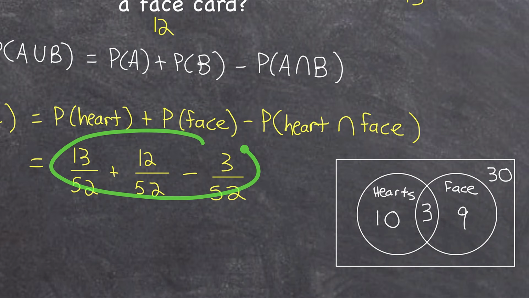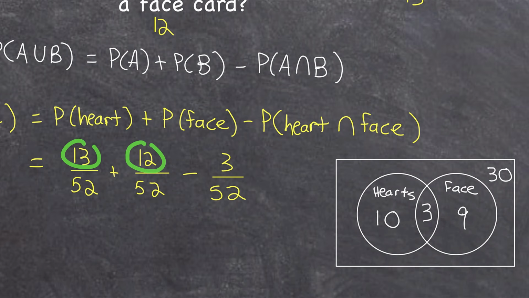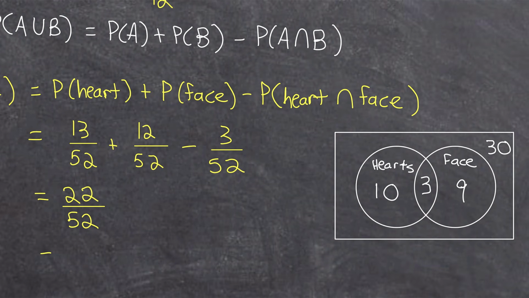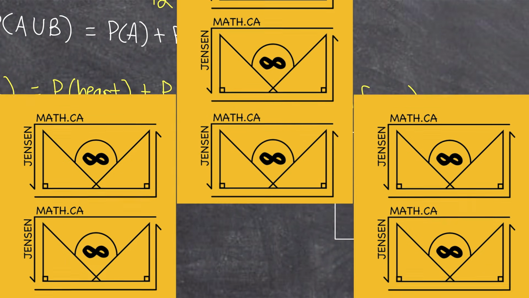And when simplifying this, 13 plus 12 minus 3 is 22. So the probability of drawing a heart or a face card is 22 out of 52. And looking at the Venn diagram, notice adding these 3 numbers together is 22, which is why that's the probability of drawing a heart or a face card. And we could, of course, simplify that probability to 11 out of 26.